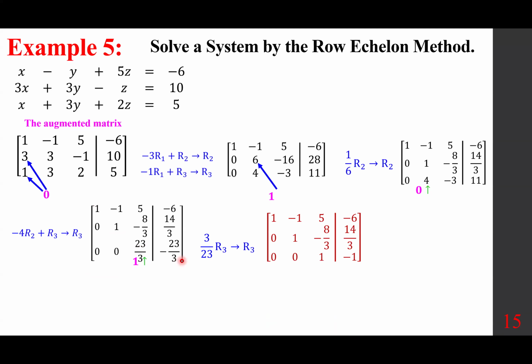So row echelon form is done. If you were to do reduced row echelon form, you make this one 0, and then you make these two entries 0, and this would be the answer. But for now, row echelon form, this means x minus y plus 5z is -6. This doesn't do anything. Y minus 8/3 z equals 14/3, and z equals -1.